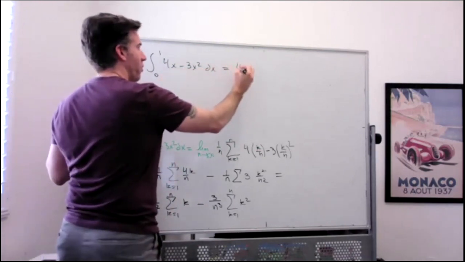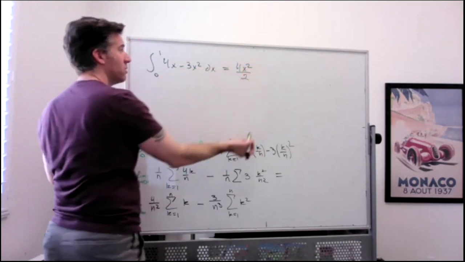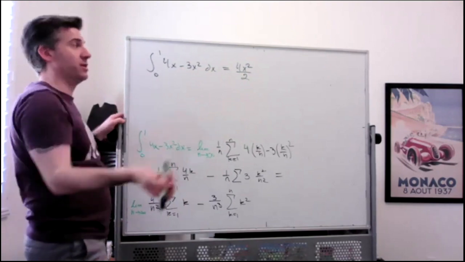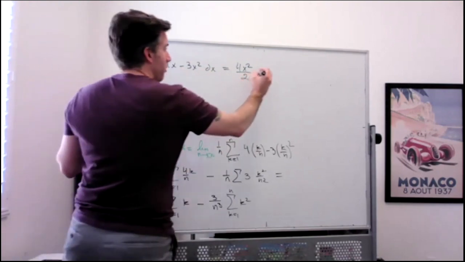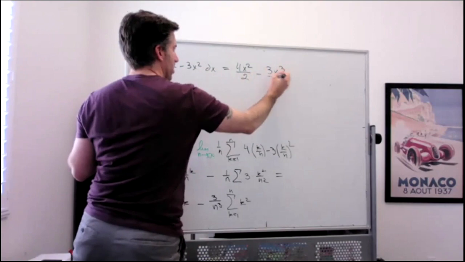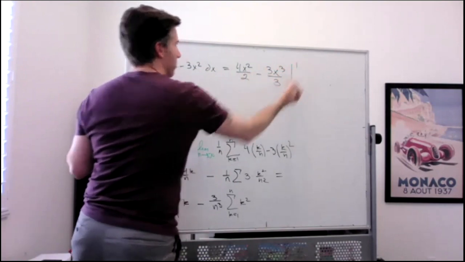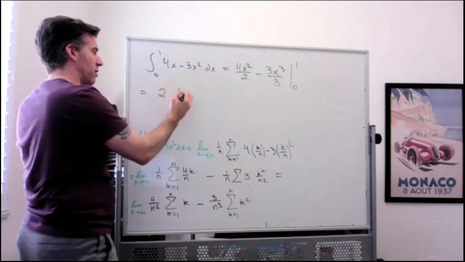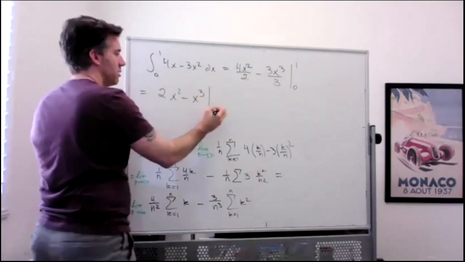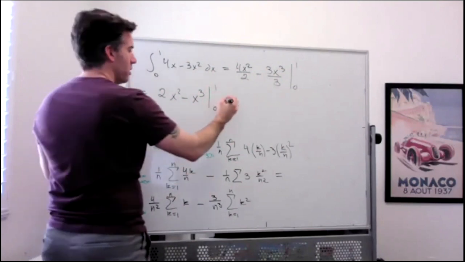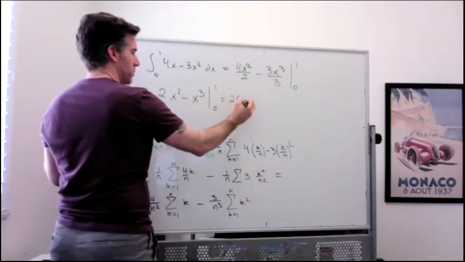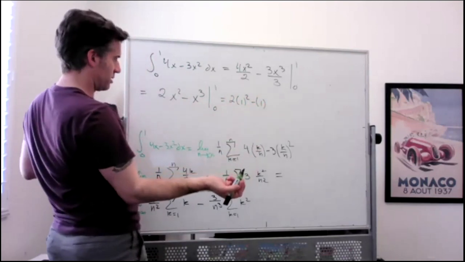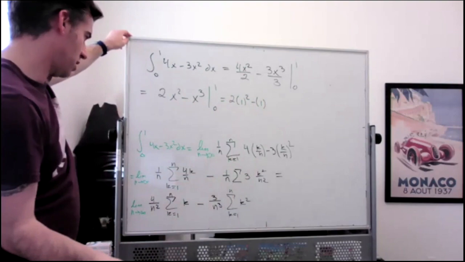We're going to get 4x squared over 2. I'm just using my antiderivative rule, my anti-power rule, where I add 1 to the power and divide by the new power, minus 3x cubed over 3 between 0 and 1. I should simplify. That's going to be 2x squared minus x cubed, evaluated between 0 and 1, which is going to be 2 times 1 squared minus 1 cubed. I feel like I made a mistake somewhere. Let me double check.